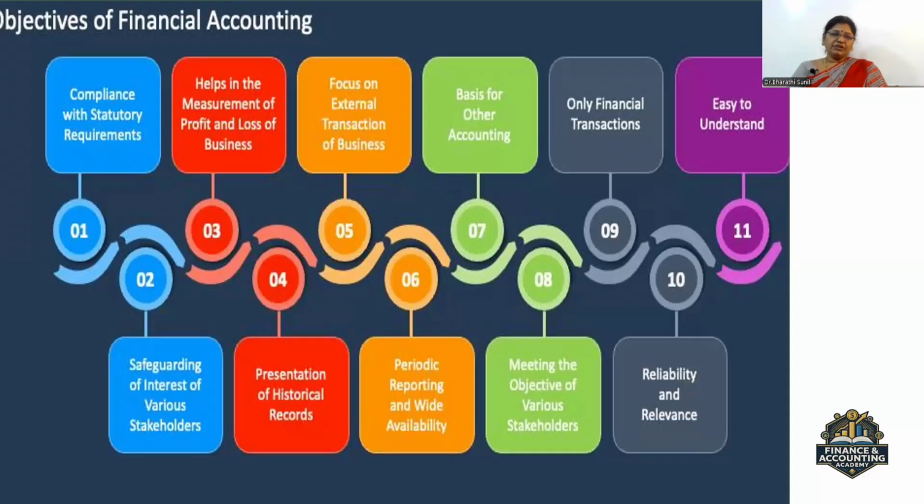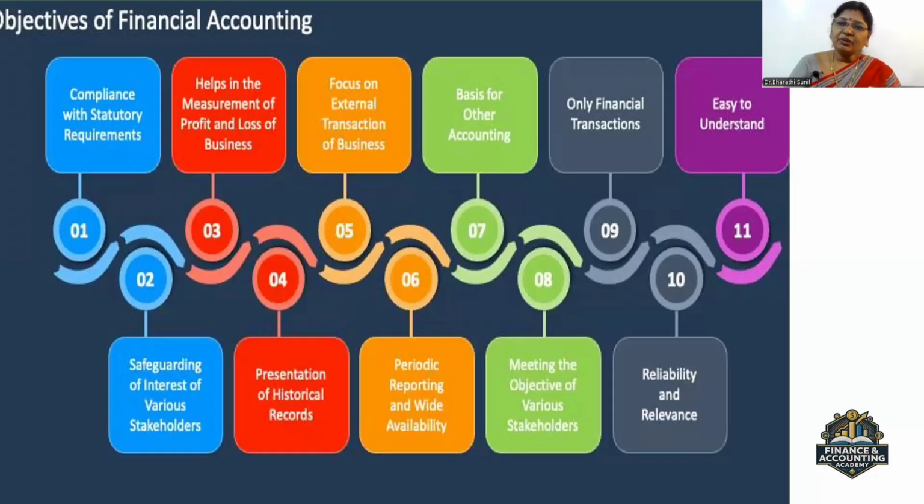Third one, helps in the measurement of profit and loss of business. For instance, Reliance Retail, based on their quarterly reports, can analyze which store locations in India are performing well and which need to be improved. Fourth one, presentation of historical records. HDFC Bank maintains its financial records for the past 10 years to show a consistent growth pattern when applying for international expansion.